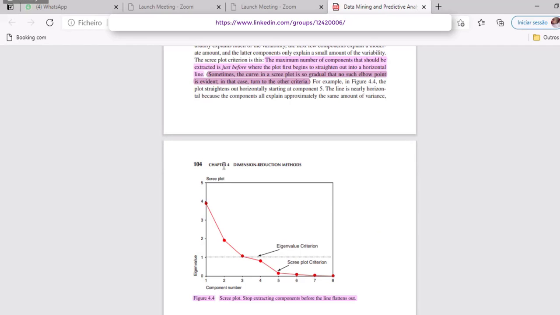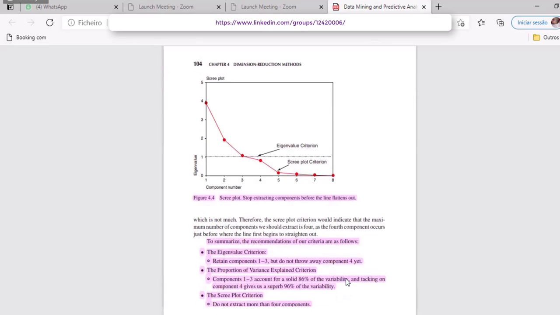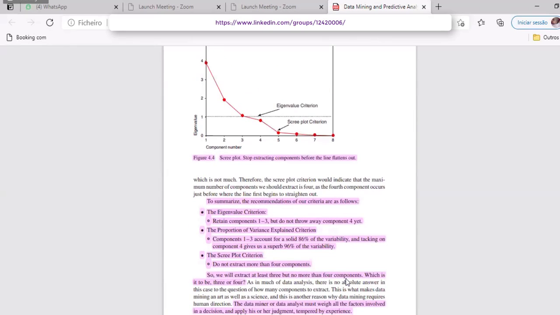One question is that if the curve is too smooth, maybe it's hard to understand where the line gets horizontal, which is not the case in this example. And if so, we use the other criteria. Okay, so in this case, this criterion tells us to include number 4 as well, because there is a big variability from the 3rd to the 4th.